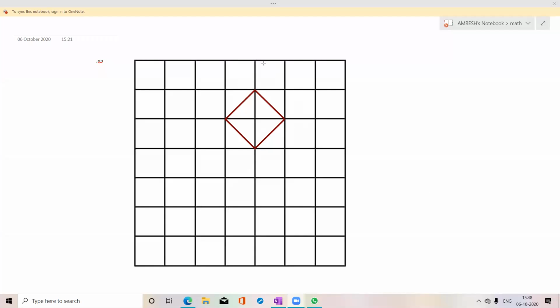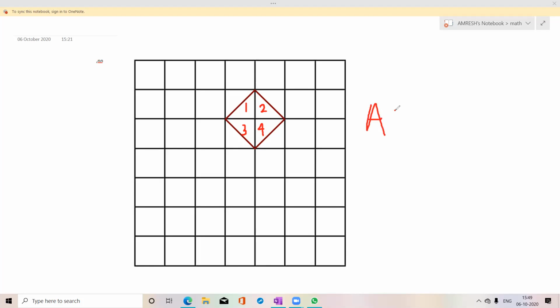So you have to count the number of squares, but there are half squares present over here. So you count the number of half squares: 1, 2, 3, 4. There are 4 half squares. They are not complete squares. 2 half squares make 1 square. These 2 half squares make 1 square. So what is the answer? Area.